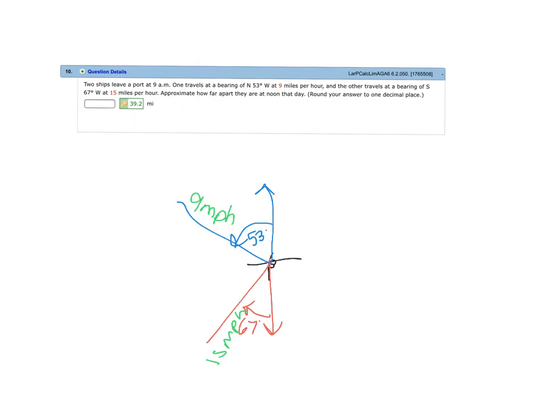So the distance is the rate times the time. That's the rate, 9 miles per hour and 15 miles per hour. What we have to figure out is the time. How do you do that? Yeah. It says 9 a.m. and then it asks about noon. Good. So it started at 9, and it wants to know where they are at noon, which means the time is what? 3 hours. I'm going to take this 9 and multiply by 3. That's 27 miles for that one. And I'm going to take this 15 and multiply by 3, and I get 45 miles for that one.